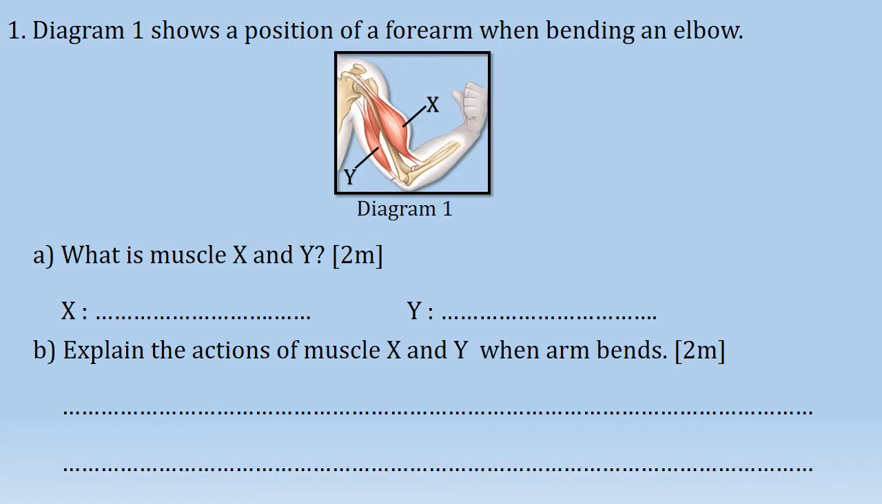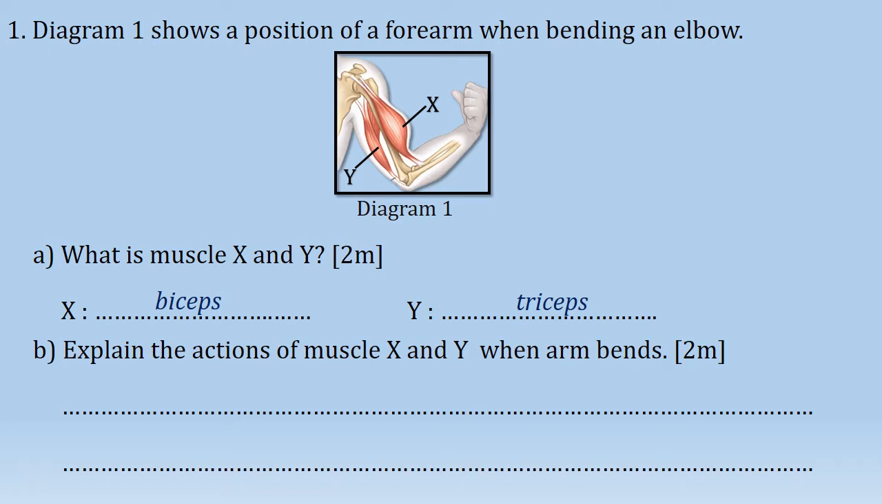Question 1. Diagram shows a position of a forearm when bending an elbow. A. What is muscle X and Y? 2 marks. To answer this question, we have to study the diagram again. We can discover that X and Y muscles are located between the shoulder and the elbow. The biceps lies on the front of the upper arm, so X is biceps. The triceps are on the back of the upper arm, shows that Y is triceps.